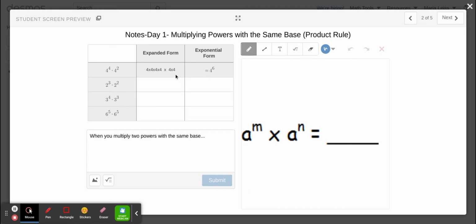Exponential form then takes this and reorganizes it so that we have a single base and a single exponent. We don't have two different things. So we're simplifying this expression. So let's take a look at the second one.